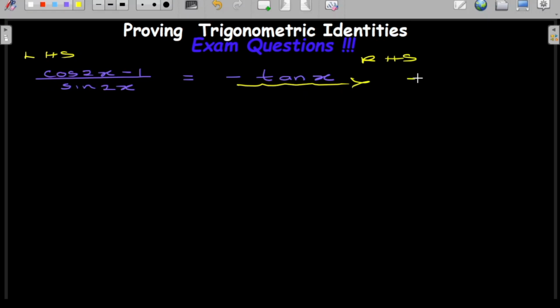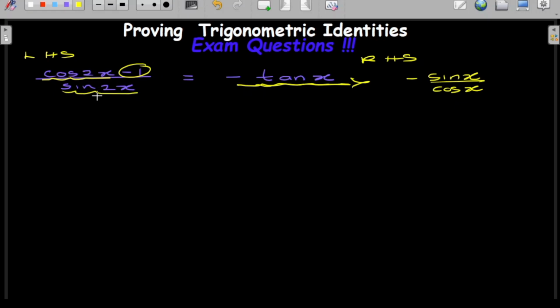So you can see that on the right hand side we just have minus tan x, and when you simplify that, it will be minus sin x over cos x, right? On the left hand side we have cos 2x minus 1. So we need to find an identity that is probably going to eliminate the minus 1, because what we're trying to prove is minus tan x, and that alone doesn't have a positive 1 or anything.